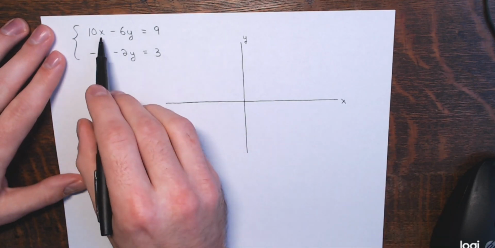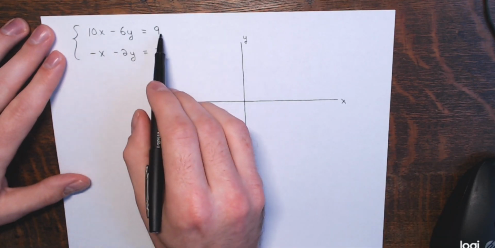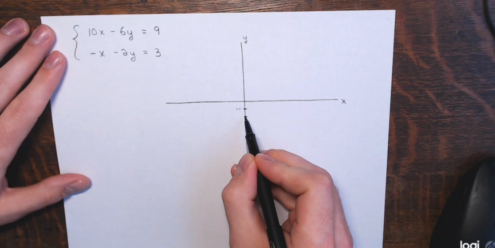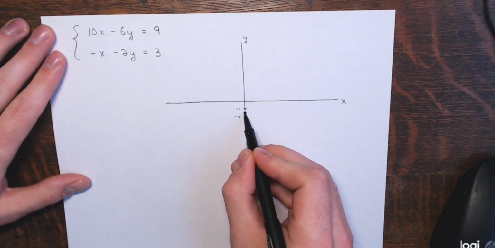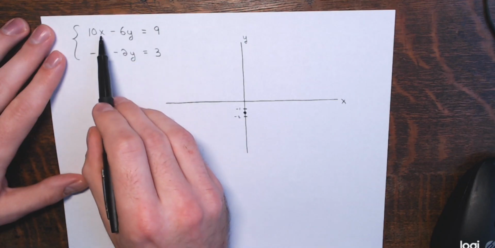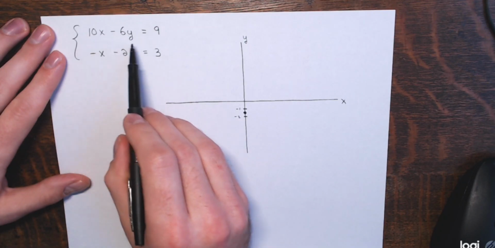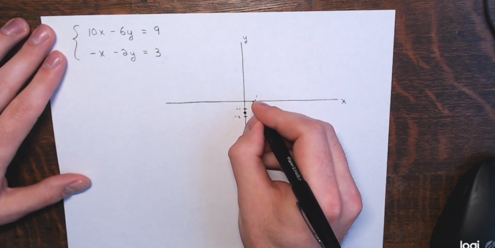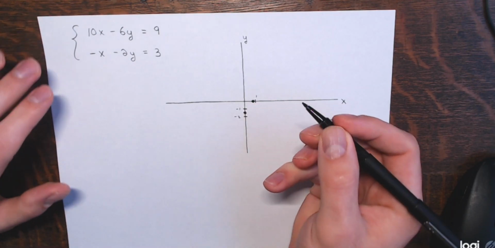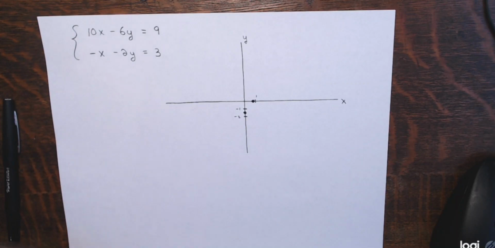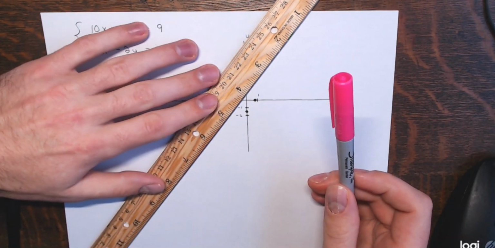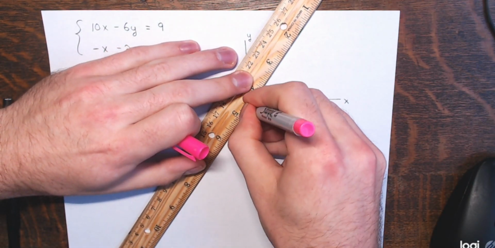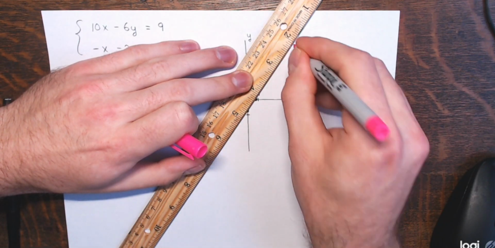The first equation, if x were 0, y would have to be negative 9 over 6, which would be negative 3 halves or negative 1.5. So let's say this is negative 1, negative 2. There's the y-intercept at negative 1.5. And if y were 0, x would have to be 9/10. So, again, I'm trying my best. 9/10, really close to 1. Something like that. So here's this first line. Maybe I should make them thinner. Alright, something like this. It's got a positive slope.